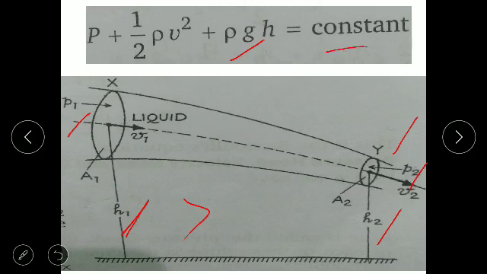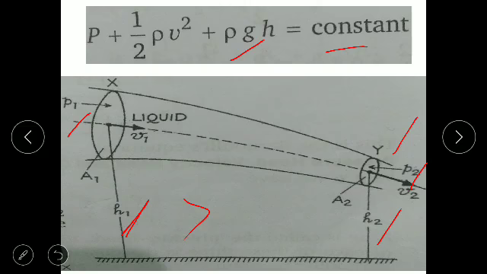So this is what Bernoulli's theorem is about. Again I'll tell you the statement: when an incompressible and non-viscous liquid or gas flows in a streamlined motion from one point to another, then at every point of its path the total energy per unit volume is constant. So total energy means pressure energy, kinetic energy, and potential energy per unit volume remains constant. The proof of this theorem is actually not required, so just understanding of this theorem is enough.